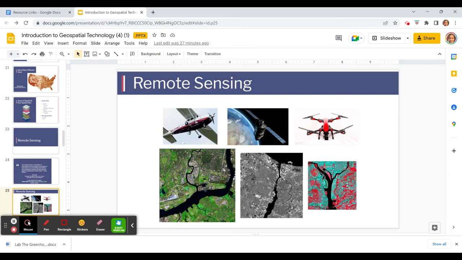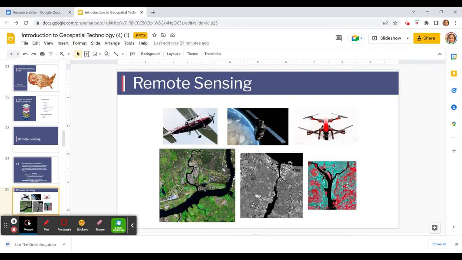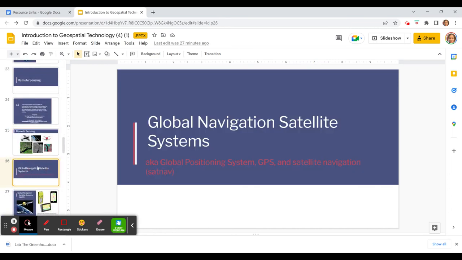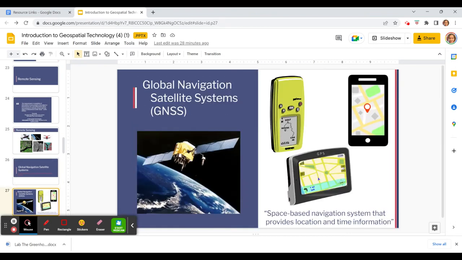How do we accomplish this? We accomplish this through aviation, through satellite, and through drones. After all, we're able to sense or interact with images, for example, the bottom three, of places that we might not ever go. This brings us into global navigation satellite systems, which we know as global positioning systems, GPS, or SatNav, satellite navigation. Now we've got handheld GPS, we've got a SatNav for our car, and in essence, now that's our phones.